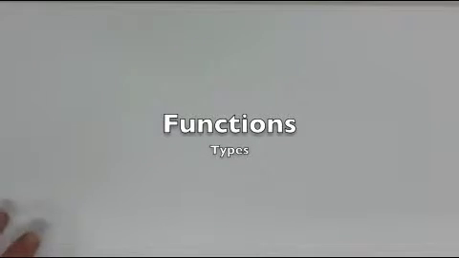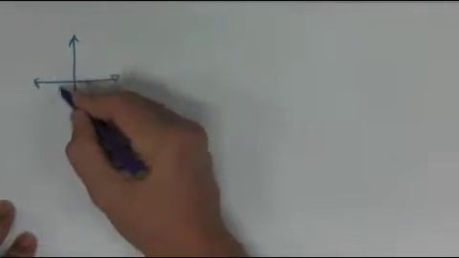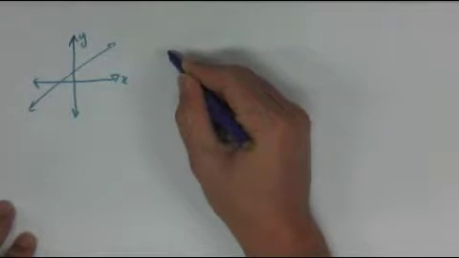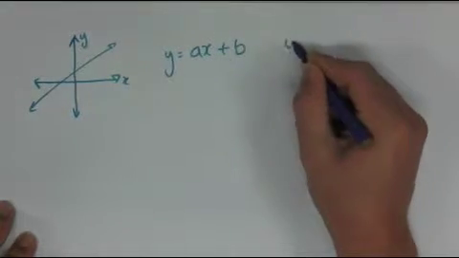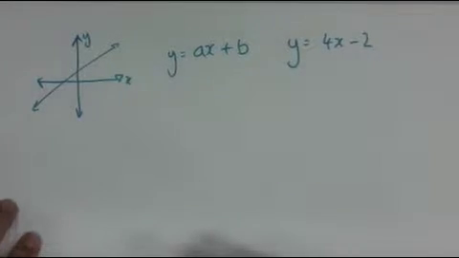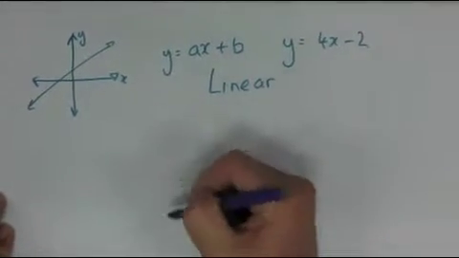Very important to know the different types of functions that we have. The first function that we're going to look at is a linear function. Generally of the general form of y is equal to ax plus b, so something like y is equal to 4x take 2. So that is the linear function.